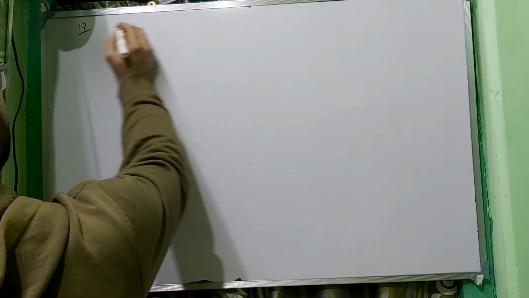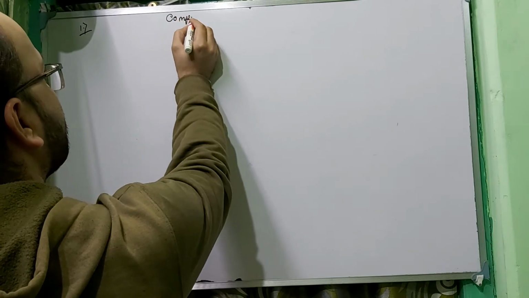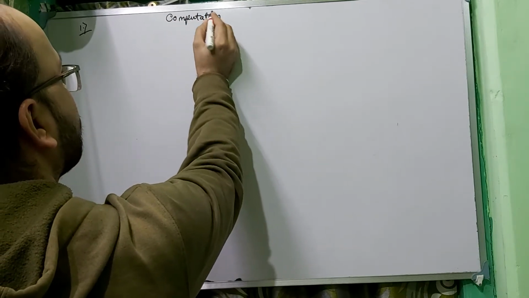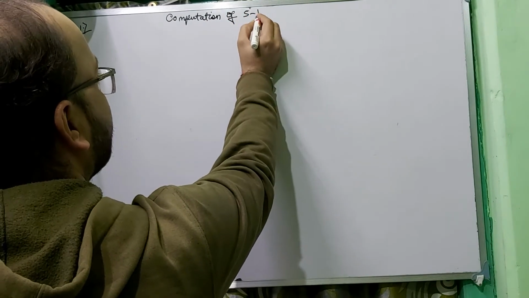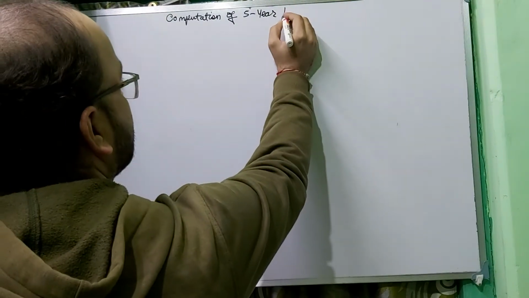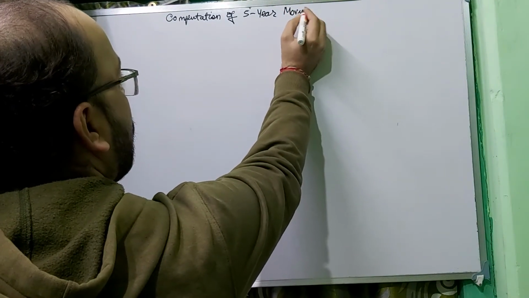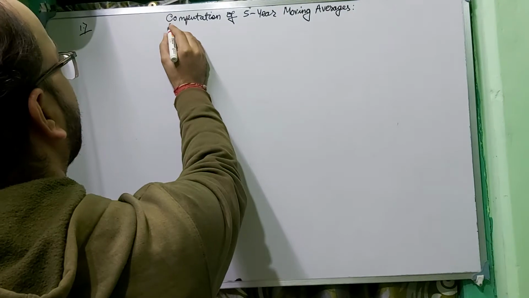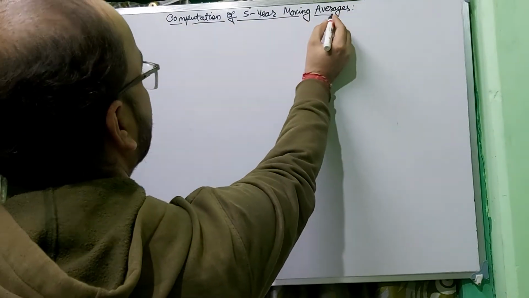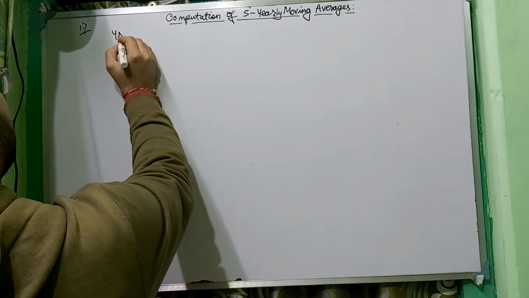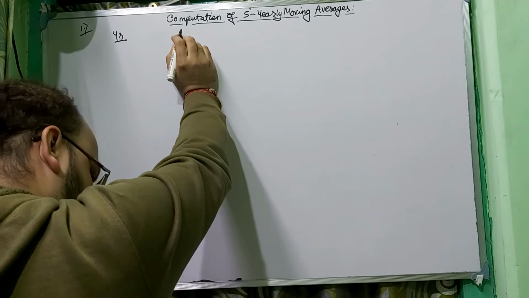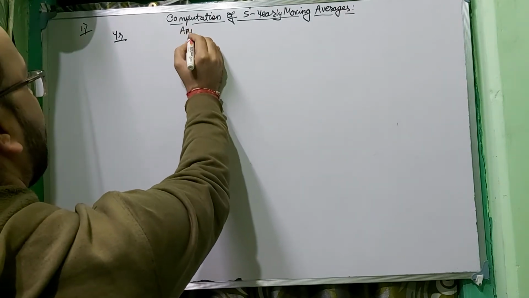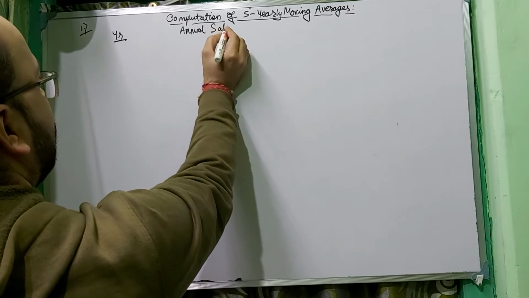this is sum number 1, computation of five-year moving average. Five yearly has been given, so I have written 5 yearly. Year has been provided, and annual sales has been provided. How you will compute, I will explain.